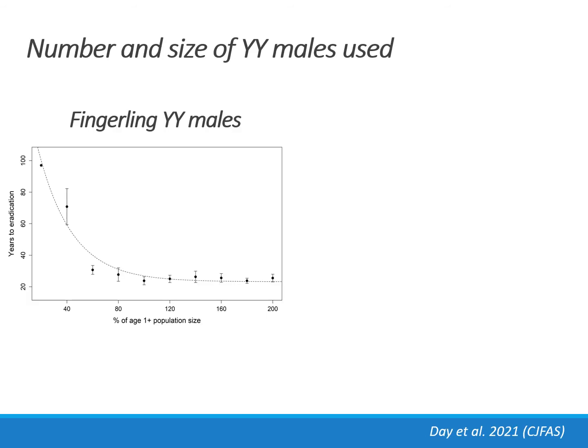So now we're moving on to the more management factors that we varied in trying to eradicate the wild brook trout population. What you're seeing here is, again, time to eradication on the y-axis, and on the x-axis you're seeing basically how many YY individuals you're outplanting each year. And what you're seeing with this relationship is once you hit a number of individuals that's equal to about 80% of the age 1+ population size, you don't get much benefit beyond that by outplanting more and more YY males.